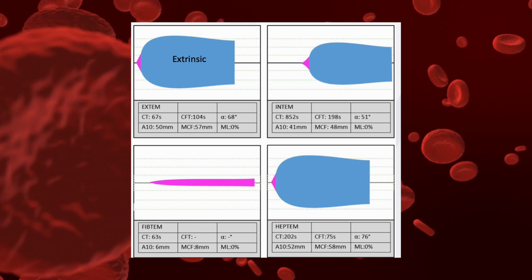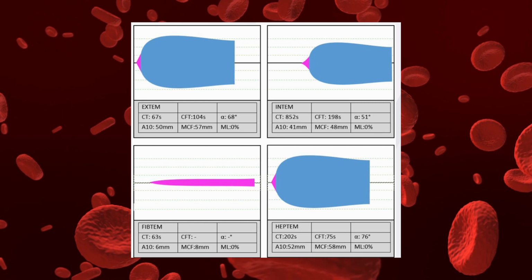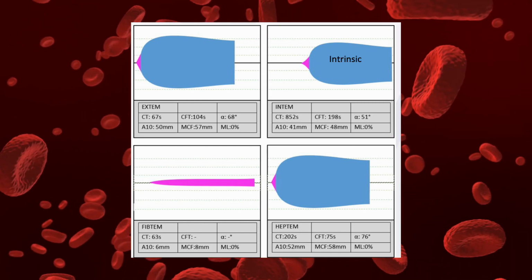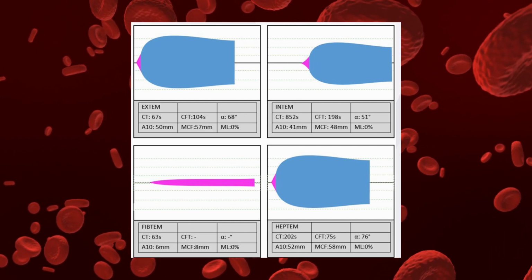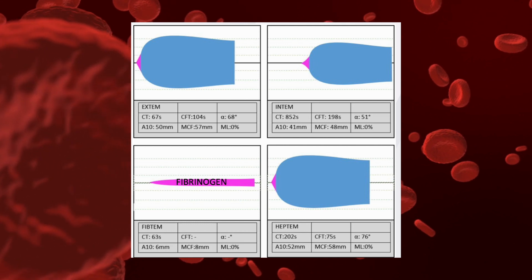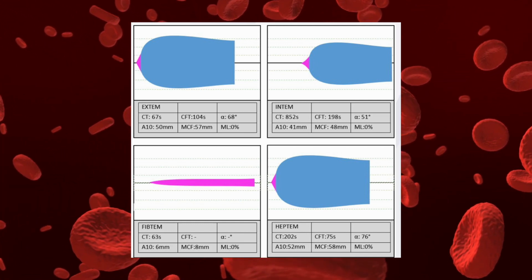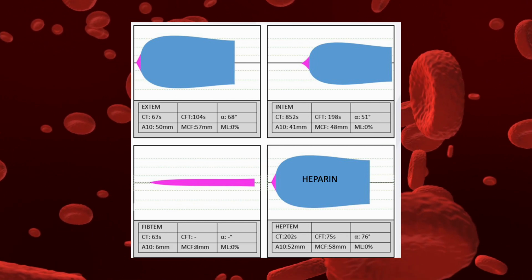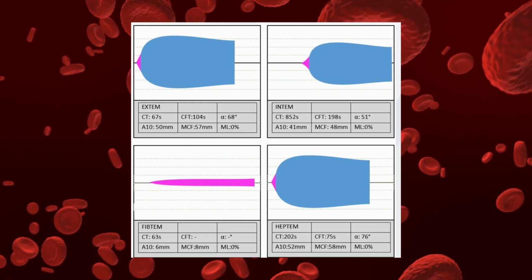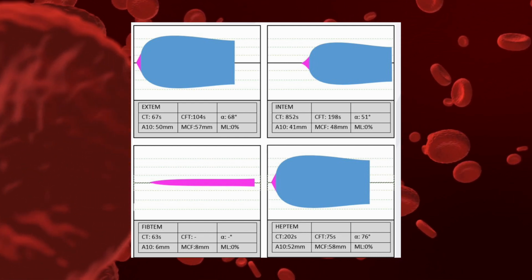XTEM is a measure of the extrinsic clotting system and can be thought of as similar to INR. INTEM is a measure of the intrinsic system and can be thought of as similar to APTT. FibTEM tells us about fibrinogen function and is similar to a fibrinogen count. HepTEM is usually only used in cardiac cases and removes heparin to give information for patients who have been given large doses of heparin for cardiac bypass.